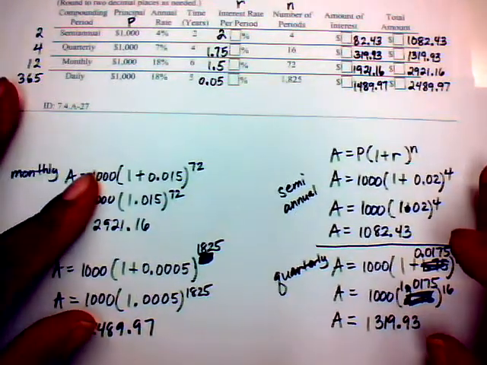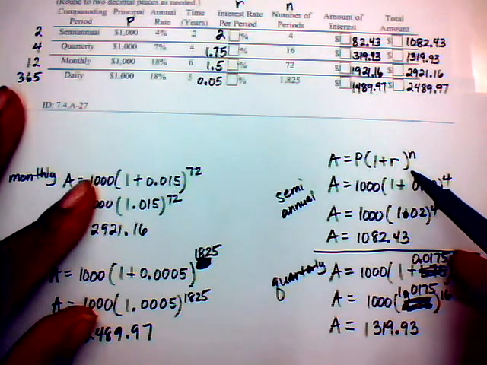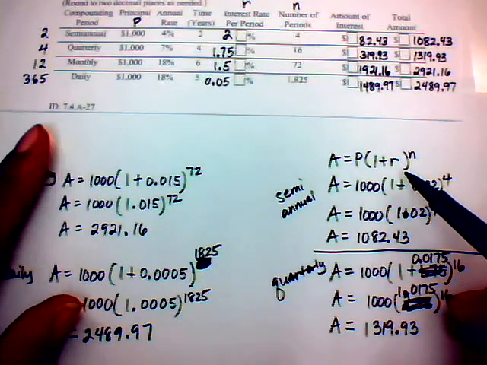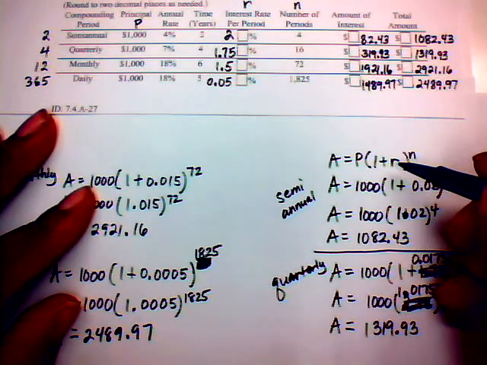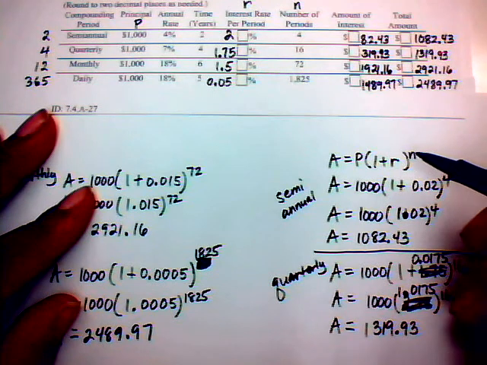A is equal to P times the quantity 1 plus R raised to the n. Okay, you have to understand that your P is your principal. The R is going to be the interest rate per period. And then N is the number of periods.